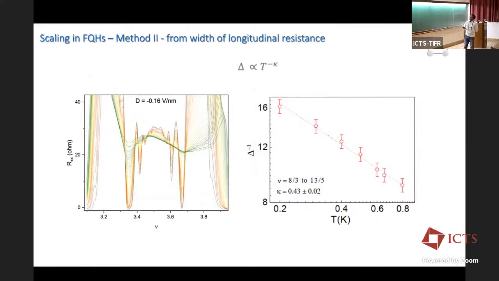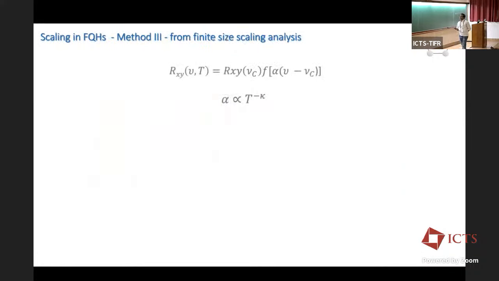So now, I can also do a scaling using the width of the Rxx. So this is a measurement of Rxx as a function of temperature. You calculate the FWHMs, you plot them versus temperature, and the exponent kappa here turns out to be 0.43. So there is a third method.